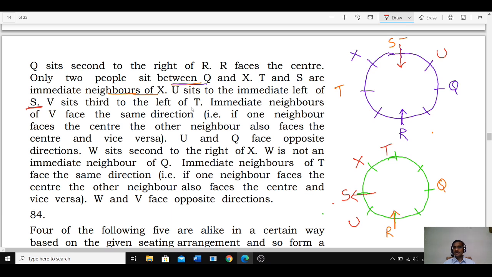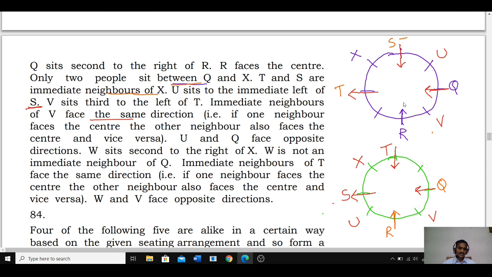V sits outward to the left of T. As V is seated outward to the left of T, V cannot be here, hence V must be here. Outward to the left of T, T must be facing away from the center. And V sits to the left of T, T is here, and V is facing towards the center. Immediate neighbors of V, Q and R, are facing the same direction. Then who is the person left over? One more person, W, is the person left over. W is here.